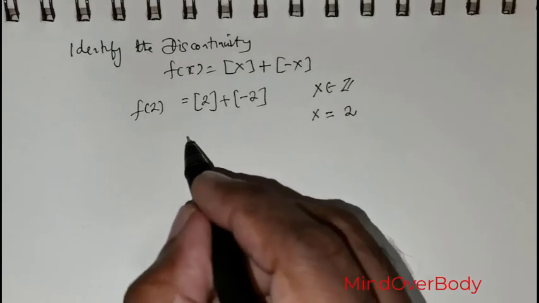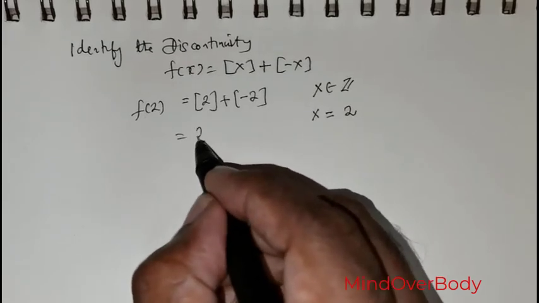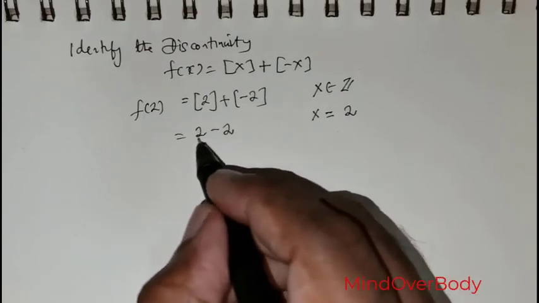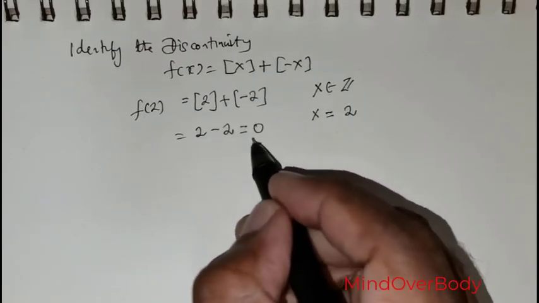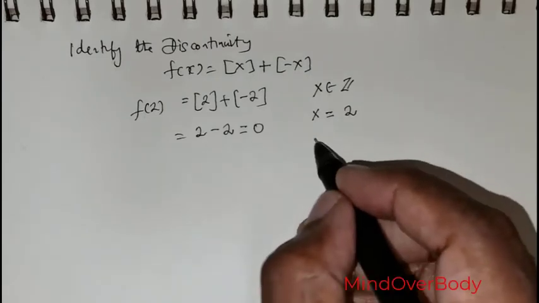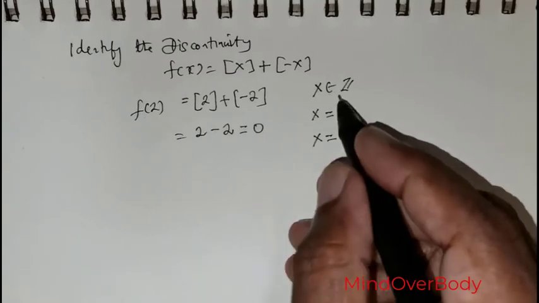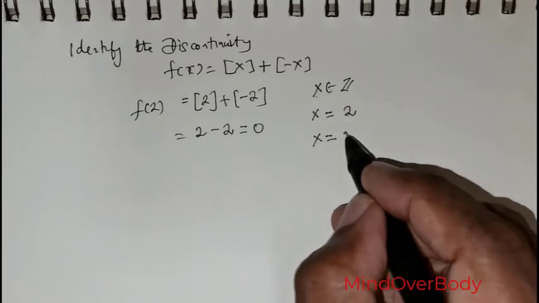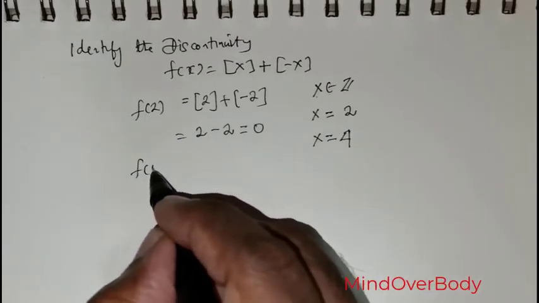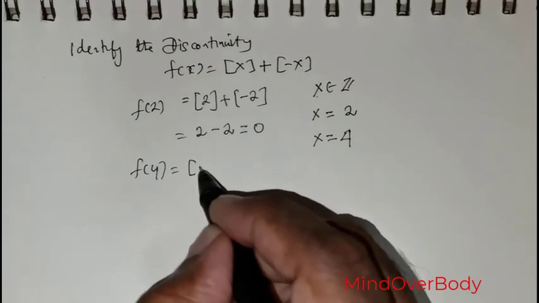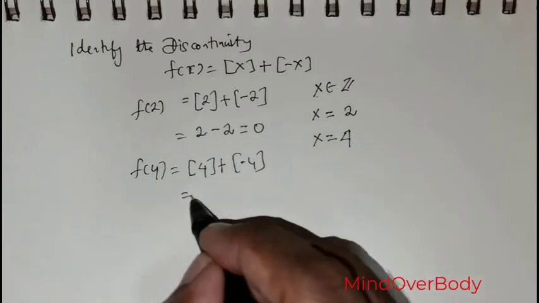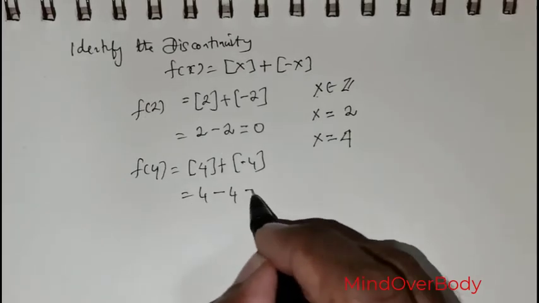So this is what I've got. Now the greatest integer of 2 is going to be 2 and the greatest integer of negative 2 is going to be negative 2. And when you add this, you're going to get 0. Now this is going to be repeating for all x element of integer. Say for example I am taking 4. f of 4 is going to be equal to greatest integer of 4 plus greatest integer of negative 4. This is going to give me 4 minus 4, which is equal to 0.